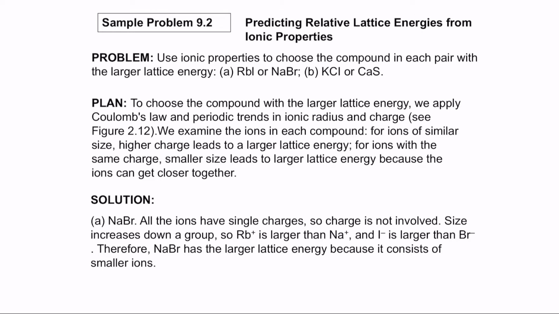So try to solve this problem. They're asking you to use the ionic properties to choose the compound in each pair with the larger lattice energy. The pairs are rubidium iodide and sodium bromide, KCl and calcium sulfate. So pause the video, apply what you have just learned to this problem, and try to solve for the answer.